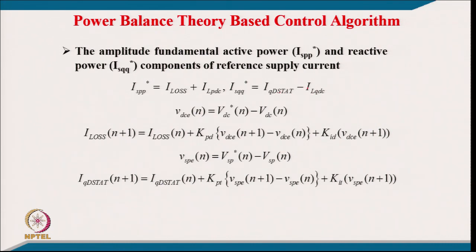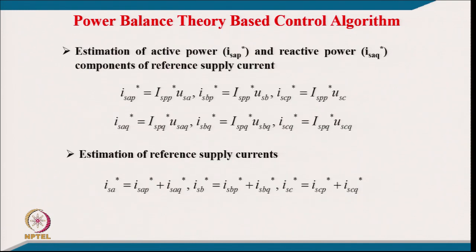D-STATCOM locally feeds the load, only the difference comes from the supply, and then we put the DC link voltage controller for getting this loss component, using another PI controller for voltage regulation. This component of current is used here, and these we already got from the load. So, we get the amplitude of your supply current for the in-phase component and the quadrature component.